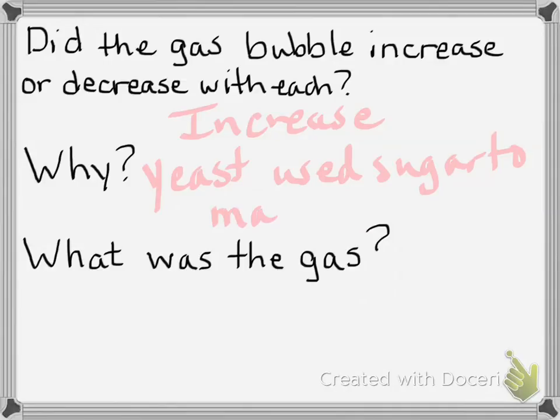To make ATP. The yeast doesn't care that it's making CO2, and it doesn't care that it's making alcohol. The yeast wants the ATP. We want the other things, but the yeast wants the ATP. And of course, we already answered the question, what was the gas? The gas was CO2. So the gas bubble increased with each tube, except tube number 4. I don't think we had much gas production in tube number 4. Is that right? Not much, it is our negative control.